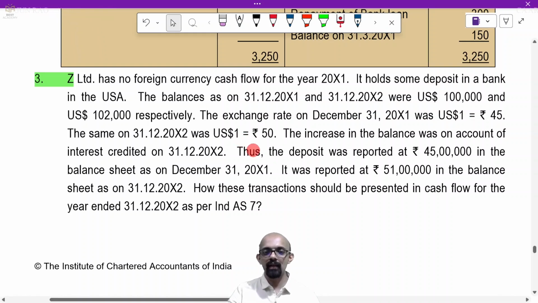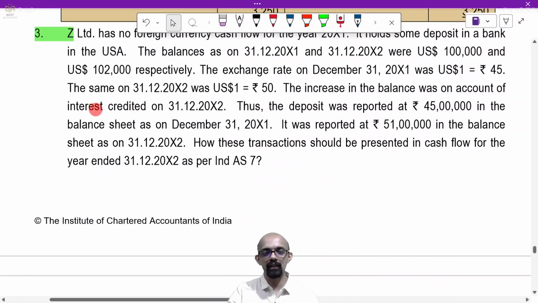So increase in balance was on account of interest credited. So the deposit amount has no change actually, it's only because of interest. So that $1 lakh from 45 opening, that will be reported at 50 closing.